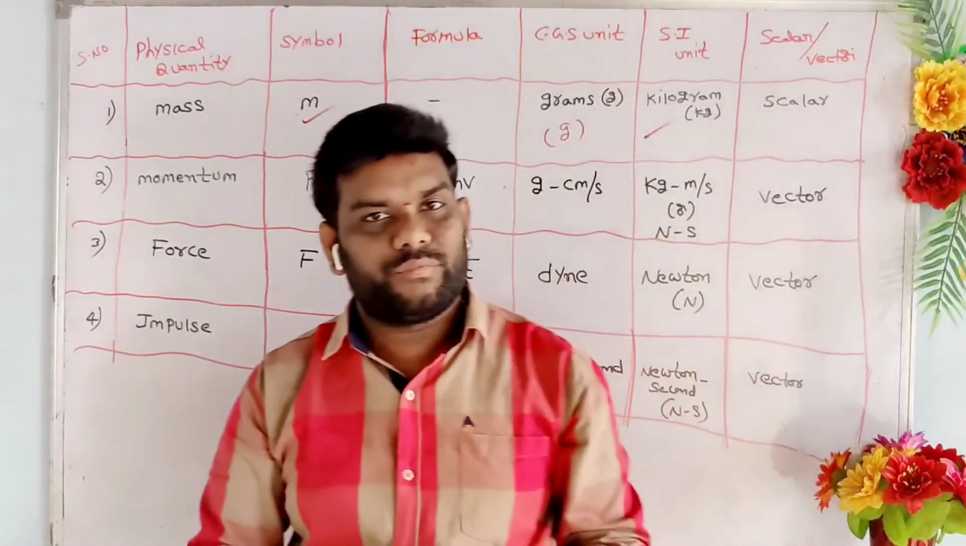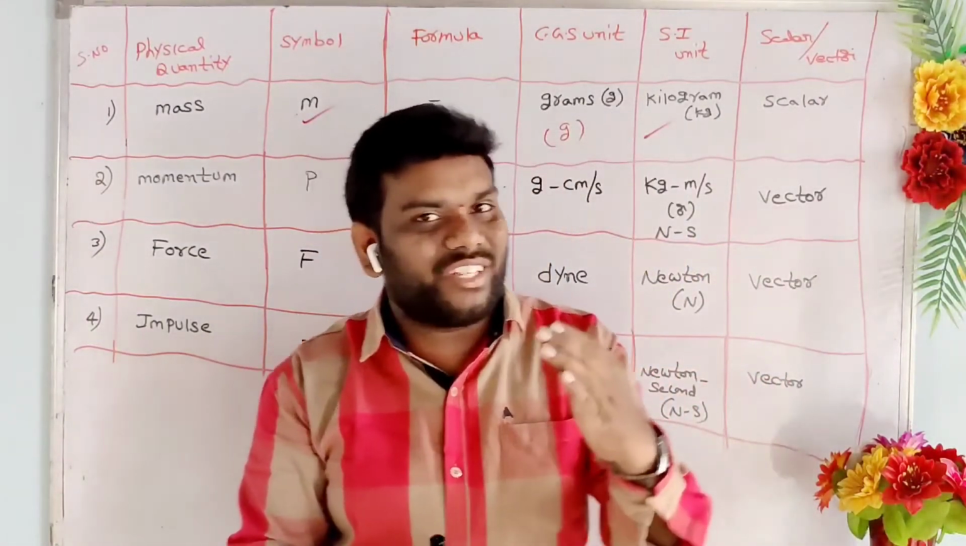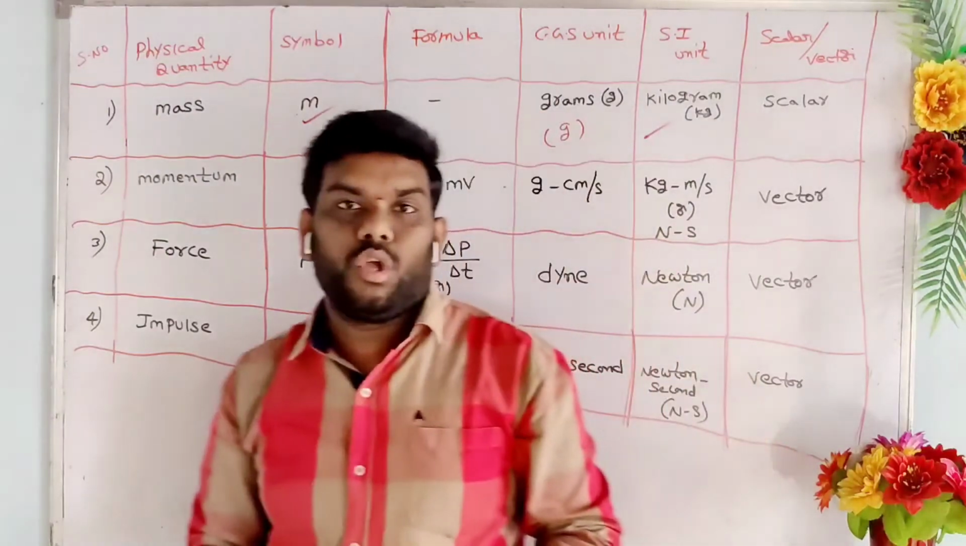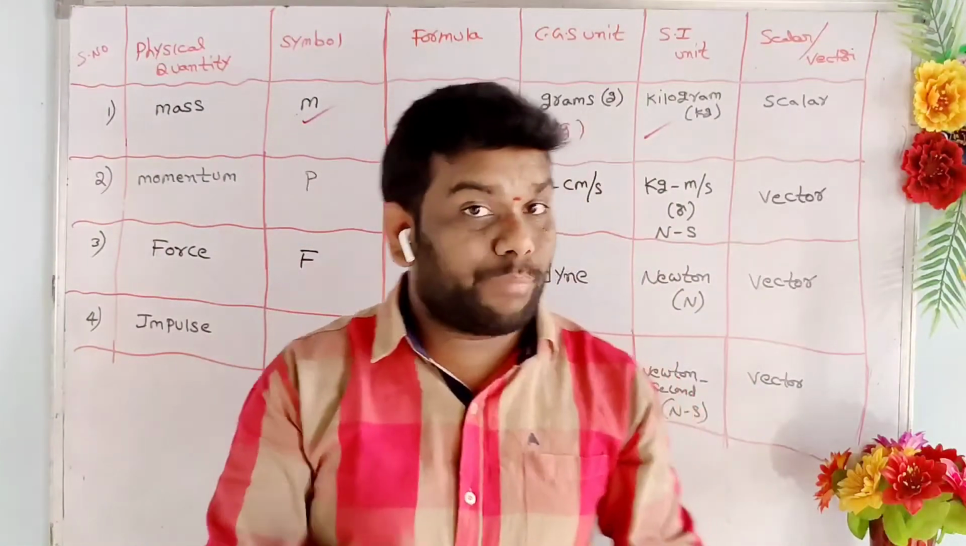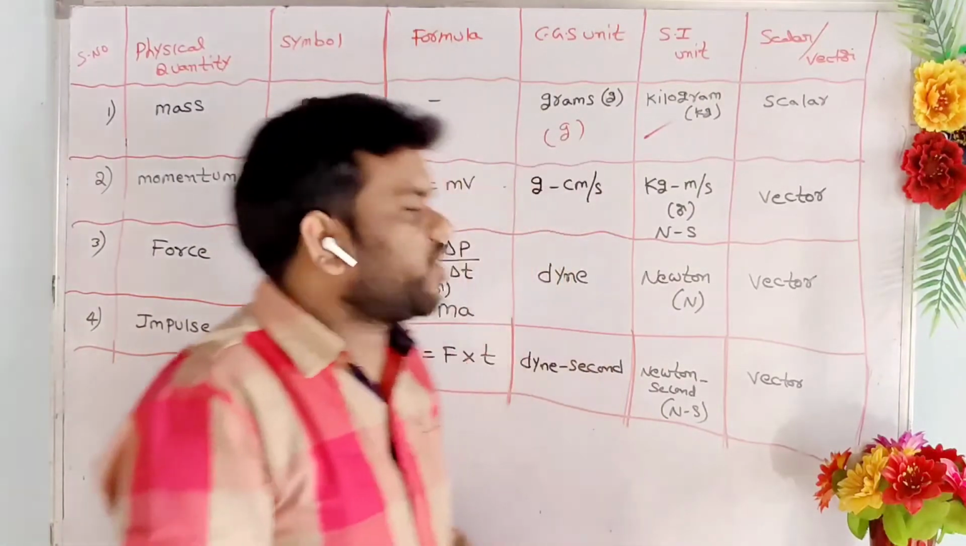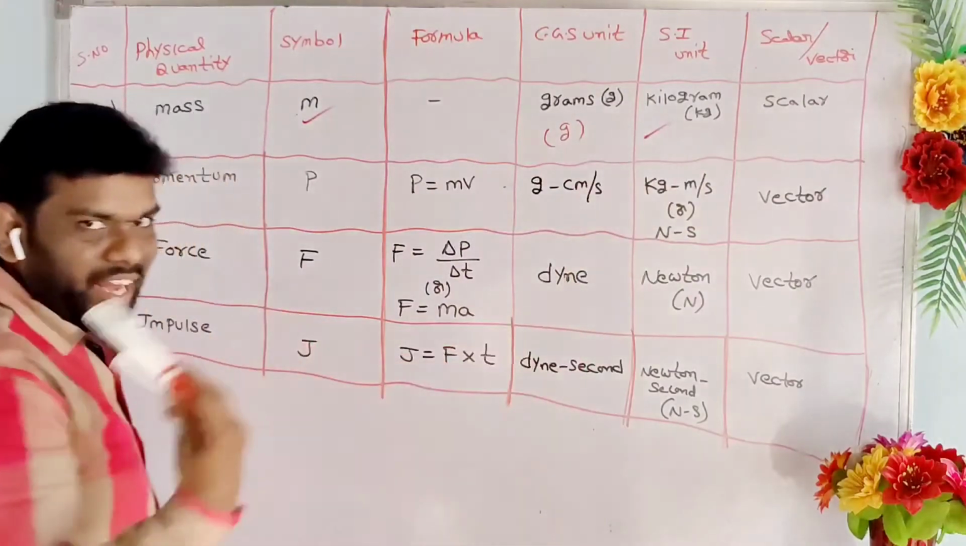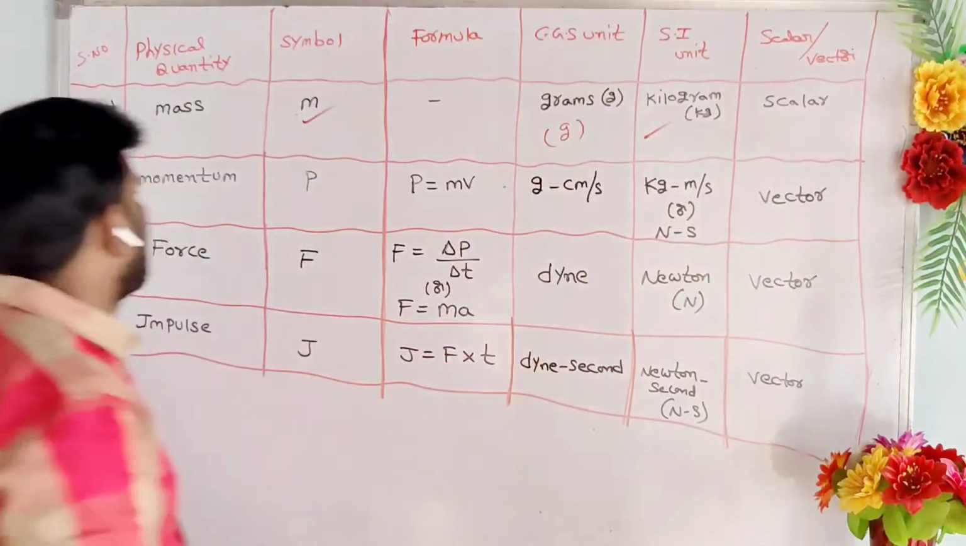In the previous class I told you: a physical quantity that has both magnitude and direction is called a vector. One with only magnitude but no direction is called a scalar. Mass has no particular direction. That's why mass is a scalar.